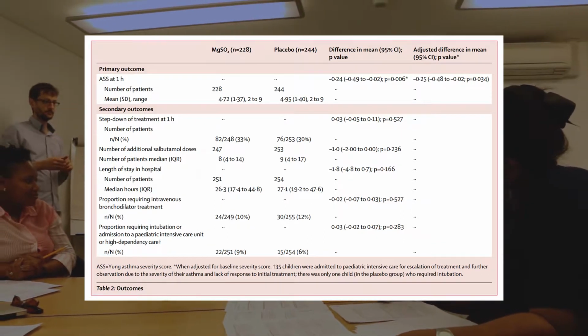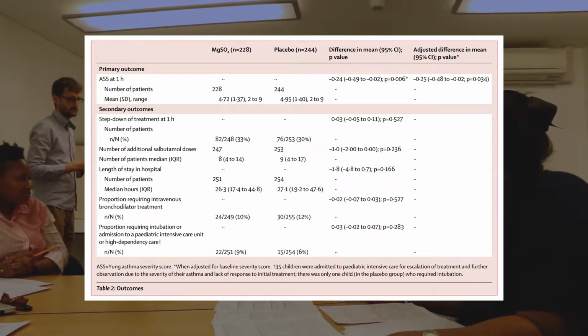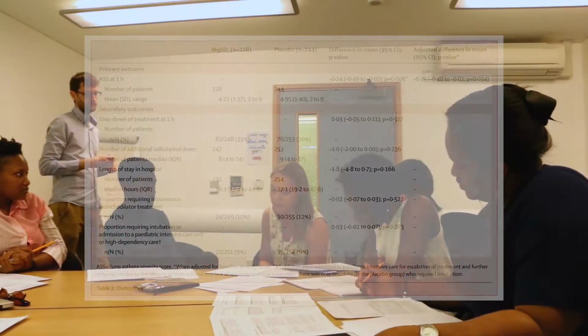So there was an initial difference in means of minus 0.24, which then became minus 0.25 when they adjusted it for baseline asthma severity score. To put that into more context, it means that there was a drop of 0.25 of the severity score for patients in the treatment group versus the control group. So one in 4 of the children treated would have had a decrease of 1 severity score point compared to the controls.